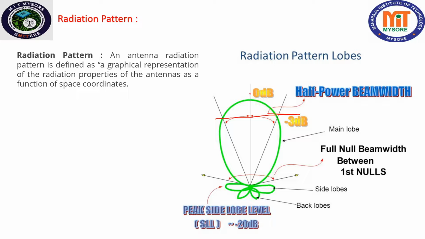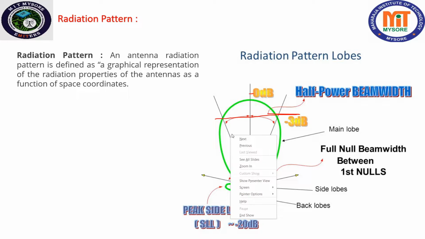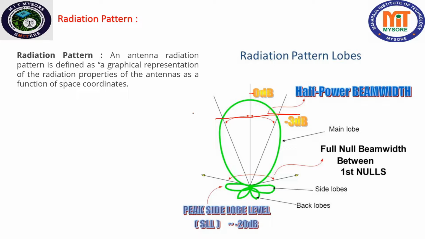So this is 0 decibels, whereas this is minus 3 decibels. If we draw the intersection lines, which have already been drawn, and measure the angle between these two lines, then it is the half power beam width for the particular antenna for one plane, that is E plane or H plane. And the angle between the first nulls is known as the full null beam width or first null beam width.